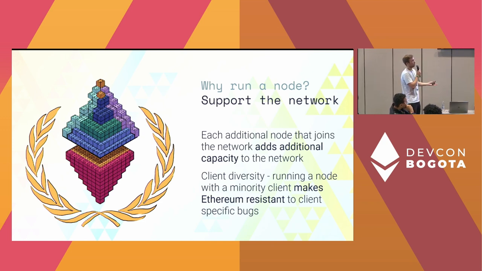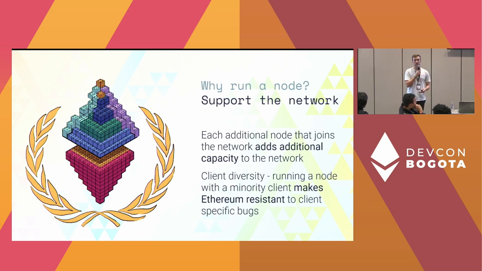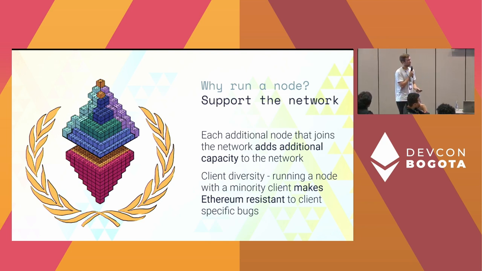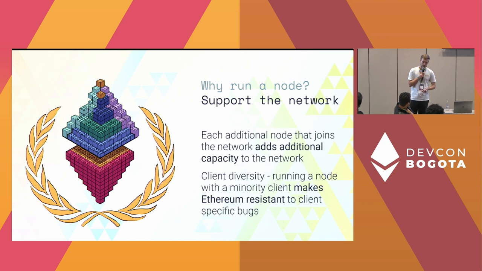Also, it's really important that we have people running nodes from different clients, meaning different node teams, different client teams. Right now, it's kind of a big problem. If you've heard of Geth or Go Ethereum, right now about 80% of nodes are Geth. And if there were to be a bug in Geth, that would cause quite a problem for the network. So we'd much like to have users run Besu or Nethermind. This makes Ethereum much more resistant. And I'm sure it helps the Geth developers sleep at night as well.